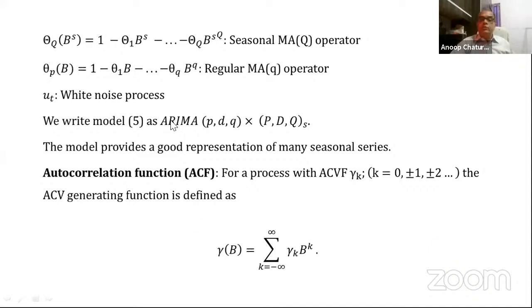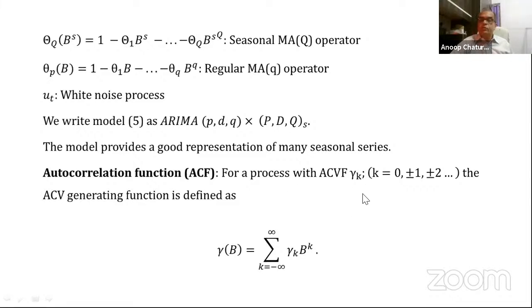And we write this model as, sorry, I should have written S also. S is missing here. So SARIMA (p, d, q) cross (P, D, Q), and this S denotes the period of the seasonal process. So this model provides a good representation of many seasonal series. One can also derive the autocorrelation function for this process.